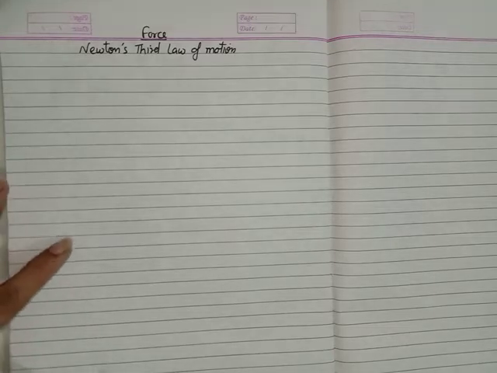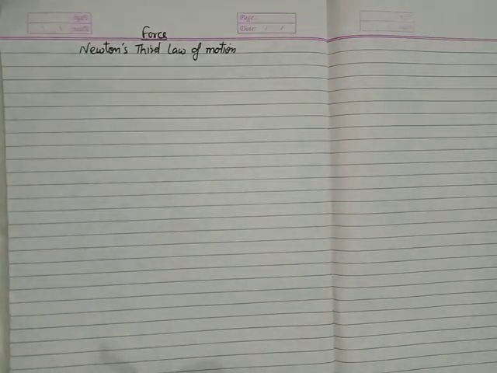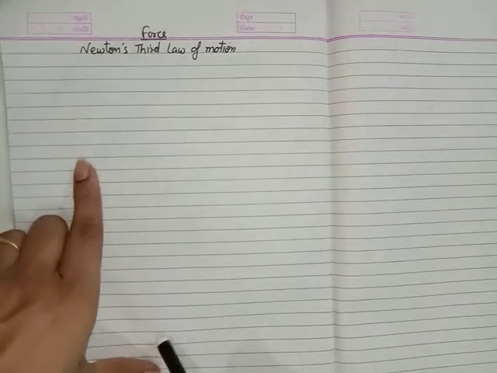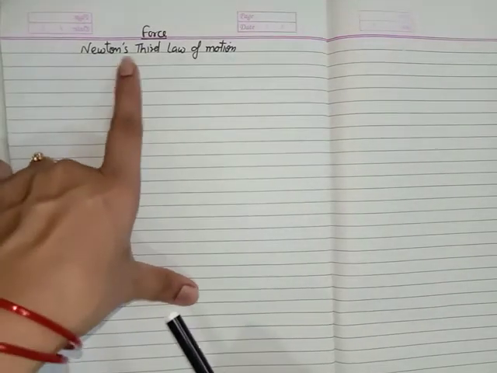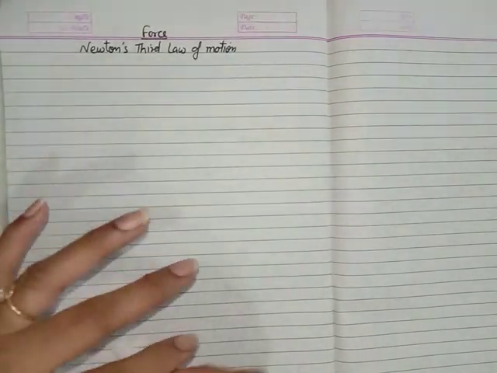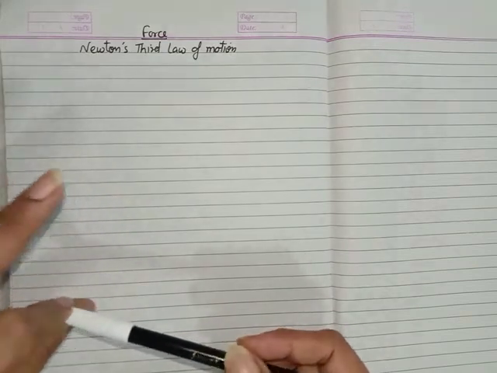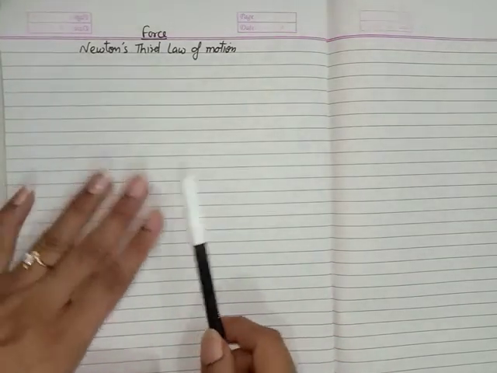Good morning, students. In chapter one, after studying Newton's first law and Newton's second law, now this is Newton's third law of motion. According to Newton's third law of motion, every action has an equal and opposite reaction.